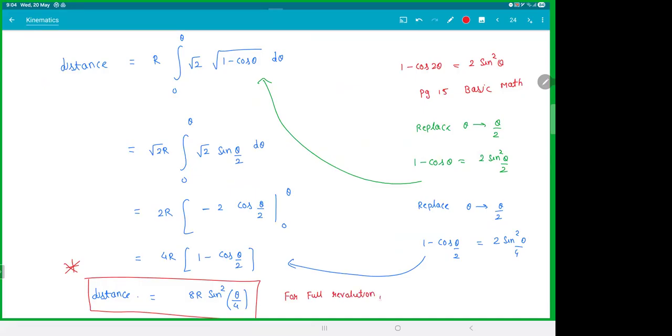So for a full revolution, theta is 2 pi. Distance will be 8r. Got this? So if you have a wheel of radius r, the point will travel 8r. This is a very good result. Later on, we will see this thing. It comes in some really good chapter: magnetism, that comes in 12th.